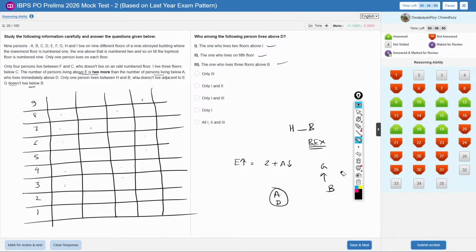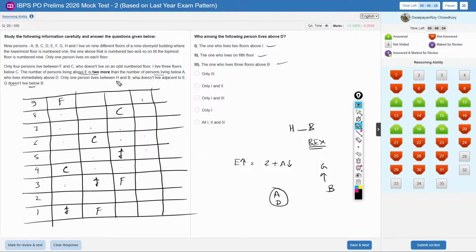All right. So they said that 4 persons live below C. I lives 3 floors below C. So C can be here, C can be here, C can be here. 3 floors below I, 1, 2, I, and 4 persons between F, 1, 2, 3, 4, F.